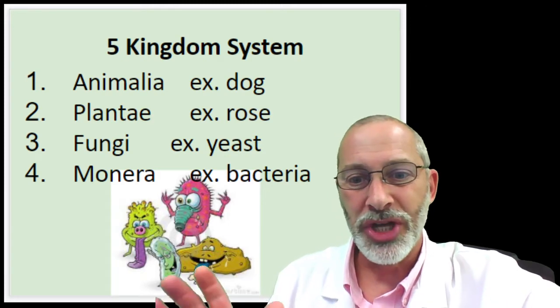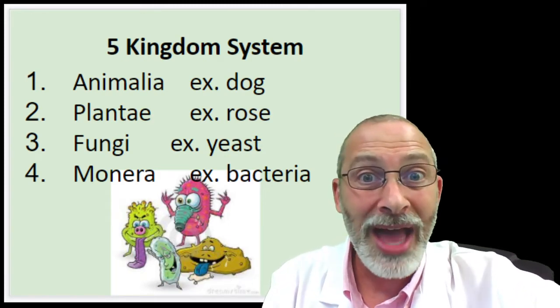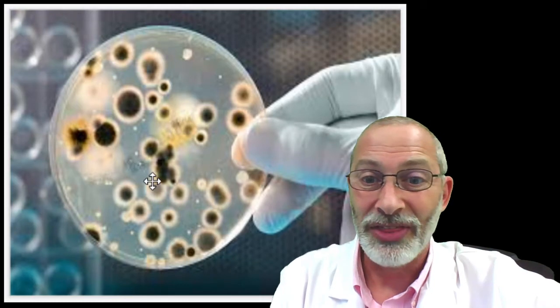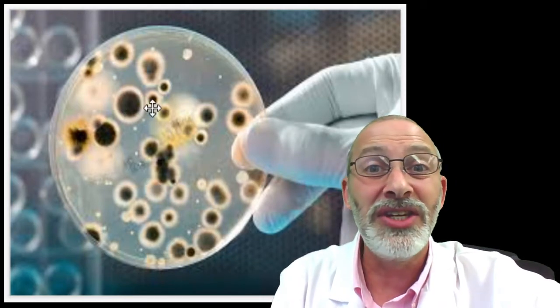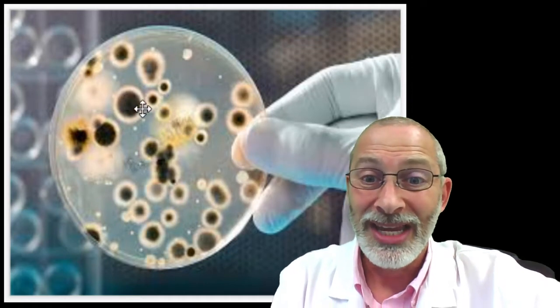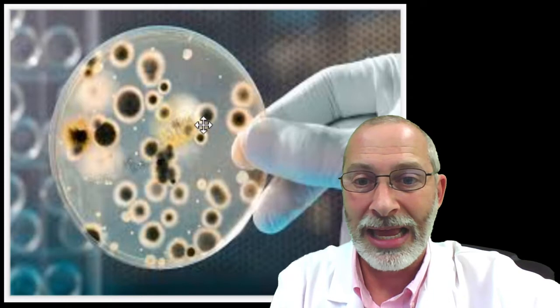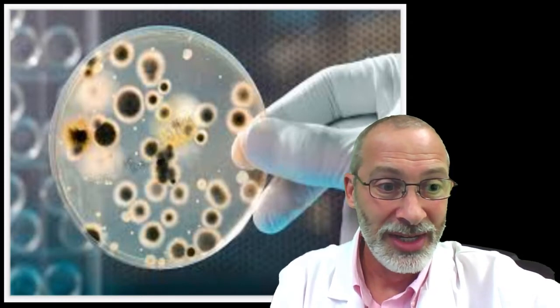But those are just cartoon images of bacteria. When we grow bacteria in petri dishes, colonies of them will actually look more like this. These are literally millions of individual bacteria living in these colonies within this agar in a petri dish. And again, we'll learn about those later on.